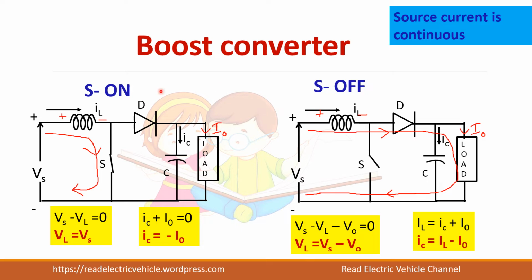You can see that in both the cases, the source current is continuous. That is, in the on condition, current flows from the source. In the off condition also, current flows. So the source current is continuous in both the cases.